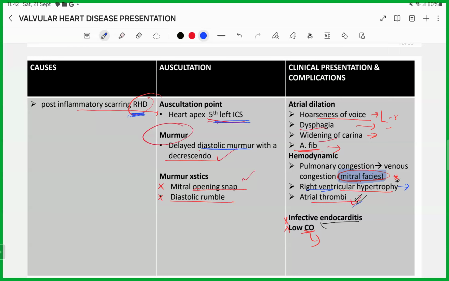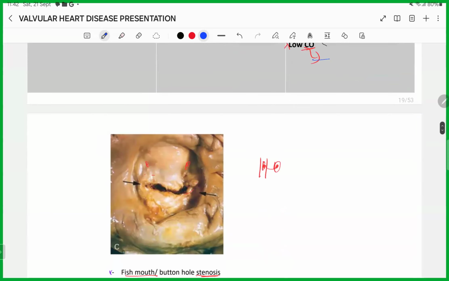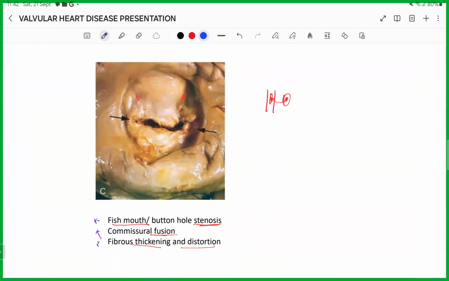And then again, infective endocarditis and low cardiac output. So this is what stenosis looks like on gross pathology. And in rheumatic heart disease, it has what is known as fish mouth. This is an attempt to make it look like a fish so that it's memorable. It actually does look like a fish.